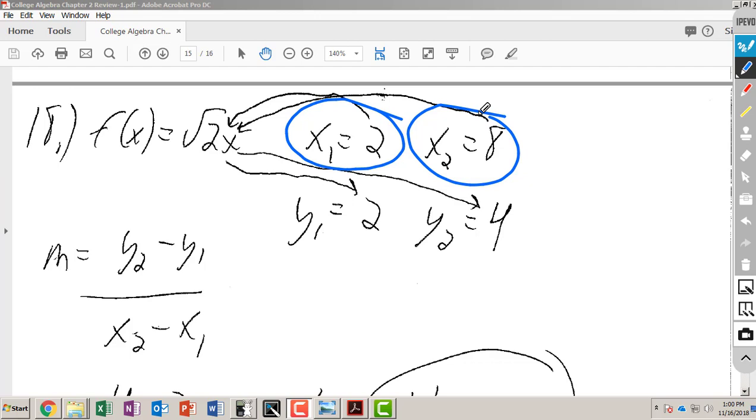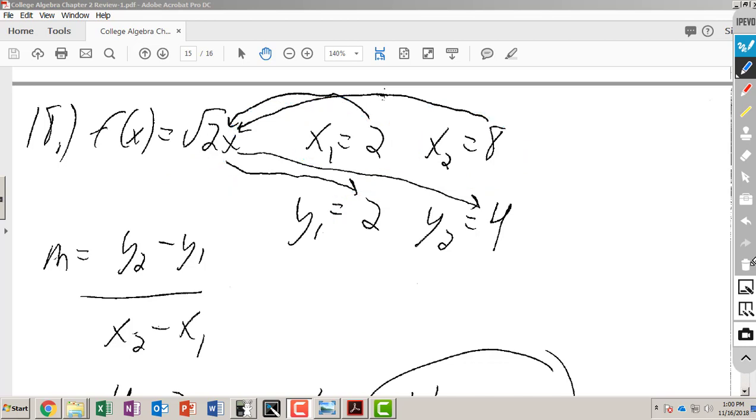To find y sub 1, I have to substitute it into my equation. So notice I substitute in this equation. That becomes the square root of 2 times 2. And 2 times 2 is 4, and the square root of 4 gives me that 2 right there. So my y sub 1 is equal to 2.